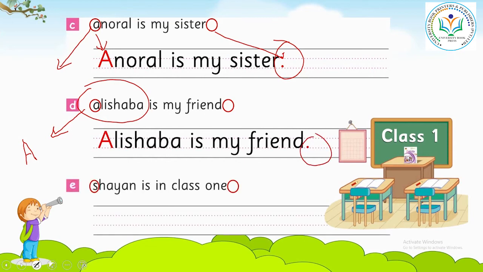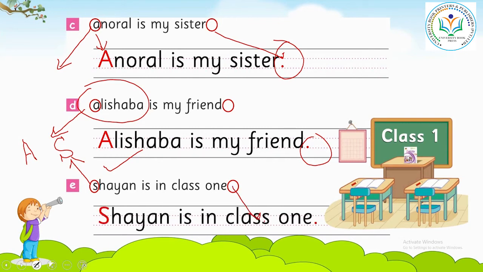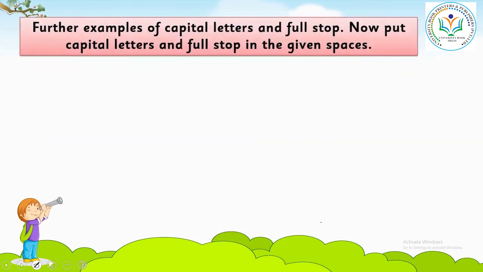Next example is Shayan is in class 1. Here again you are seeing that S is small, so this S should be replaced with capital S and there should be a full stop at the end. And you are clearly seeing that Shayan is now capital and there is a full stop at the end of the sentence. So, the further examples of capital letters and full stop. Now put capital letters and full stop in the given spaces.